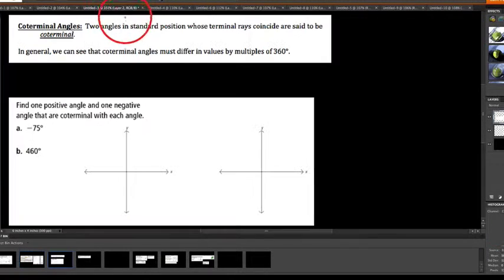And so when we explore angles a little bit further, we're going to talk about what we mean by coterminal angles.